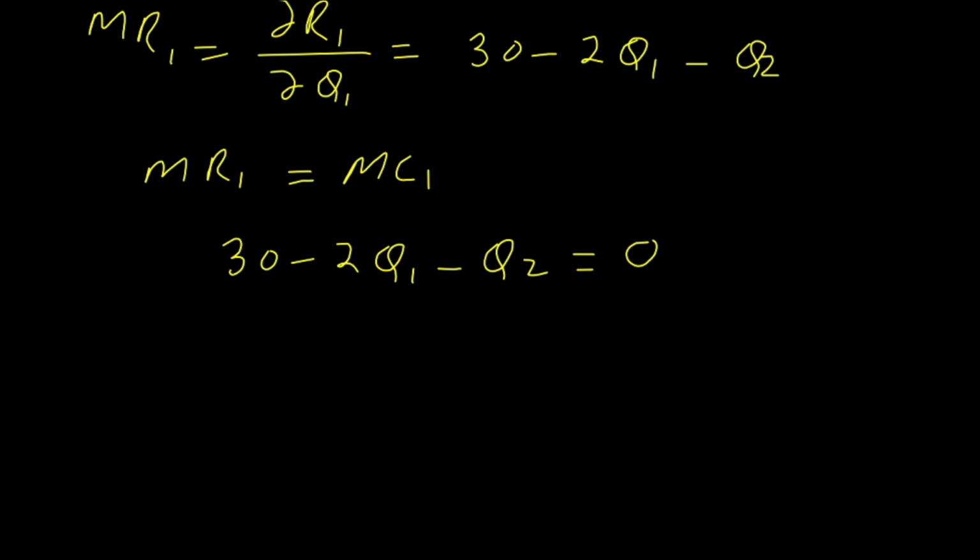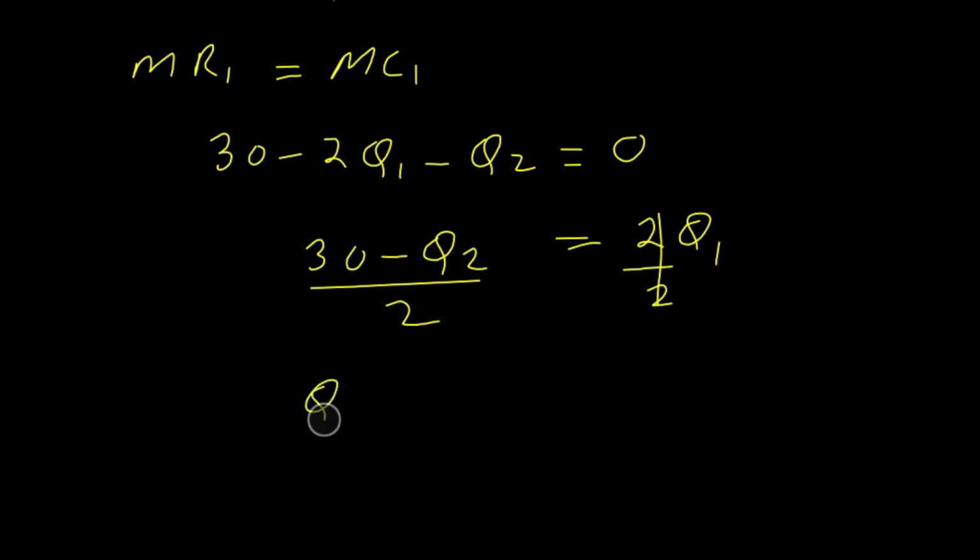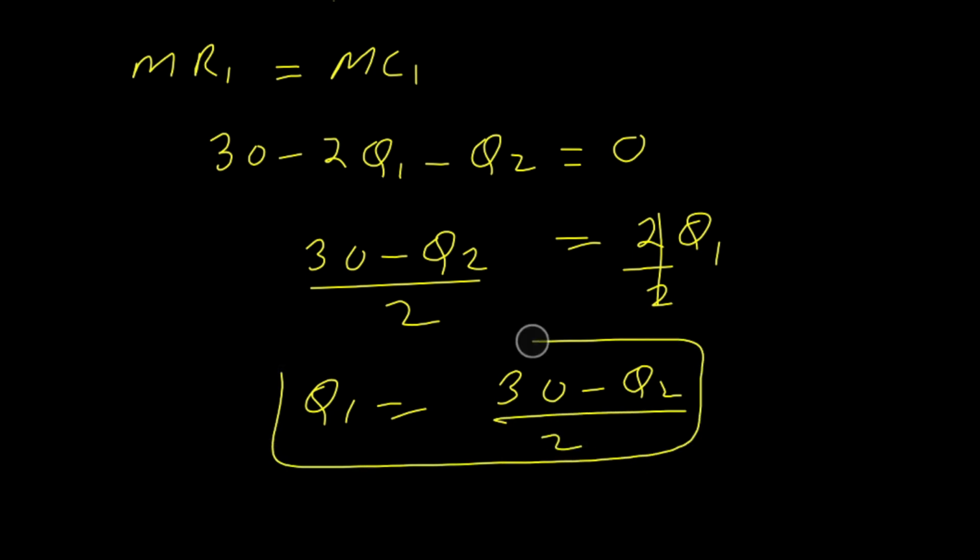If we solve it for Q1, we can move 2Q1 to the other side of the equation. The sign was negative on the left hand side, and when we move it to the right hand side the negative sign becomes positive. Now we have 30 minus Q2, and to remove this 2 we divide by 2 on both sides, and the 2 divided by 2 cancels. So Q1 is equal to (30 minus Q2) over 2. This is the reaction function of firm 1.